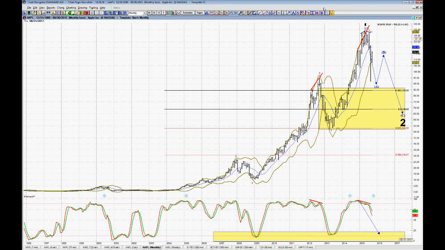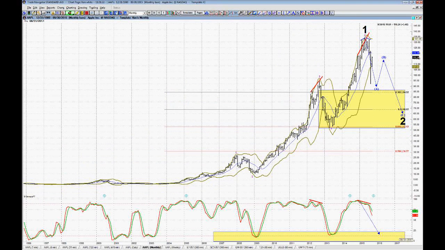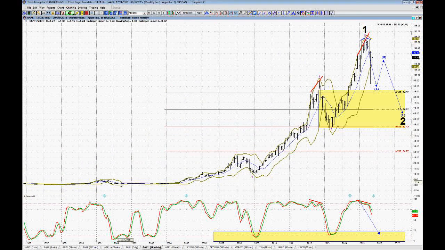The reason is that there appears to be a 5-wave rally off Apple's 2001 low. 1 up into 2007, 2 down into 2008, 3 up into 2012, 4 down into 2013, and 5 up into this summer, and that 5 divides into 5 subwaves. 1, 2, 3, 4, 5. Well, why can't this be wave 4? Because if it's wave 4, then where's the wave 2?